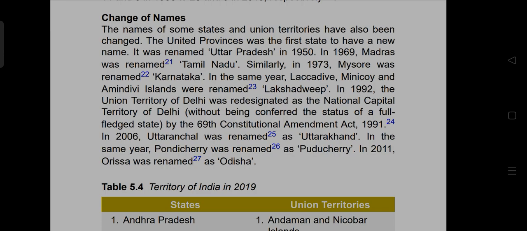In 1992, the Union Territory of Delhi was designated as the National Capital Territory of Delhi without being conferred the status of a full-fledged state by the 69th Constitutional Amendment Act of 1991. In 2006, Uttaranchal was renamed as Uttarakhand. In the same year, Pondicherry was renamed as Puducherry. In 2011, Orissa was renamed as Odisha.